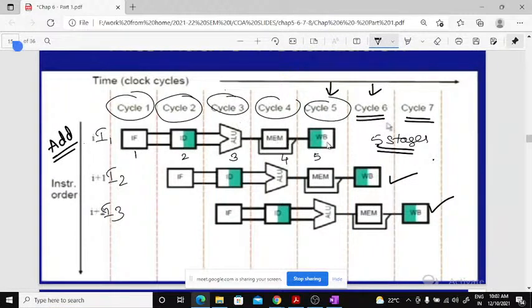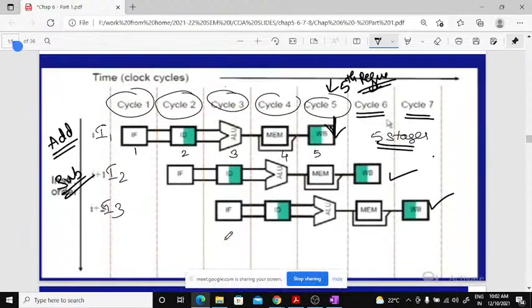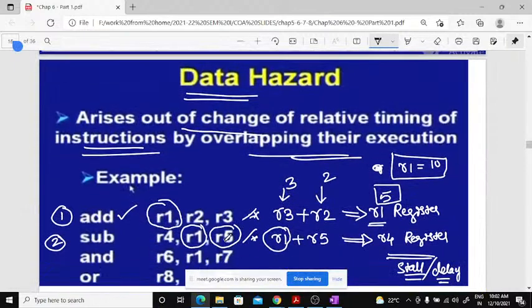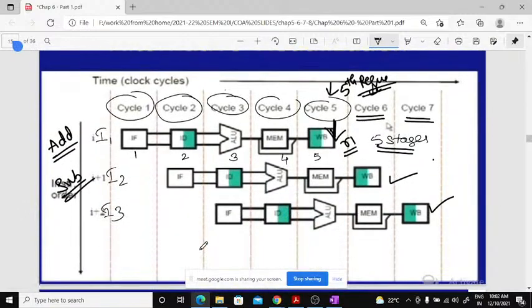Actually, its result is available at the end of the 5th clock cycle. So here at the end of the 5th clock cycle we will get the result of the first instruction. But the second instruction is subtraction, and in subtraction the values are R1 and R5. Here we get R1, the result of the addition. So in subtraction it depends on R1 and R5. R1 we are getting at the 5th clock cycle; R5 will be available.